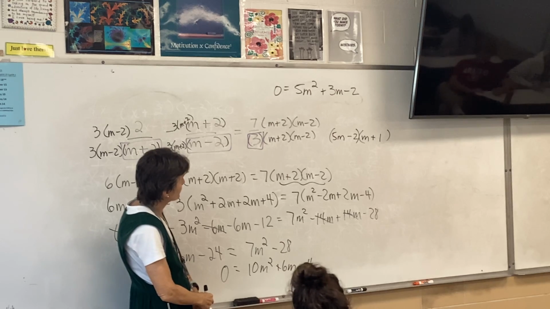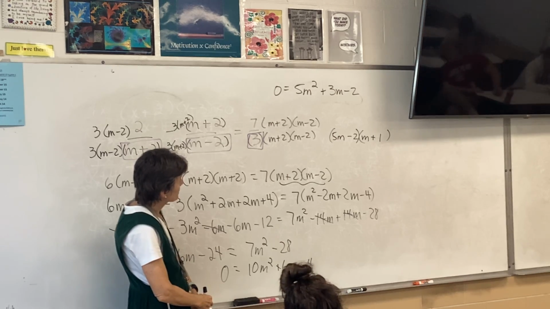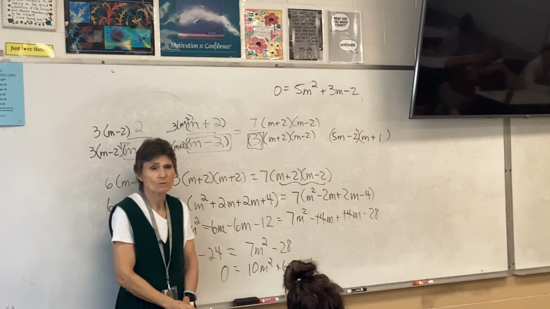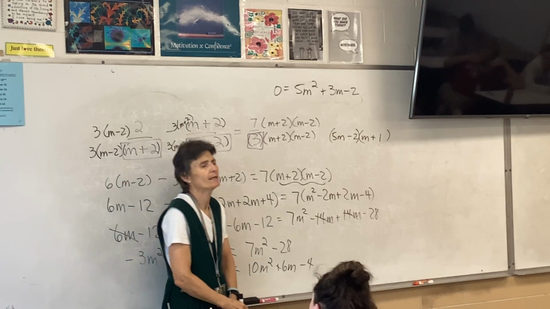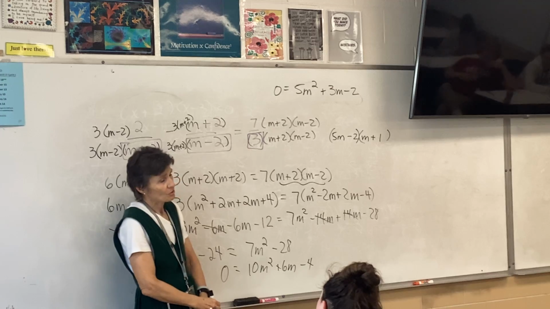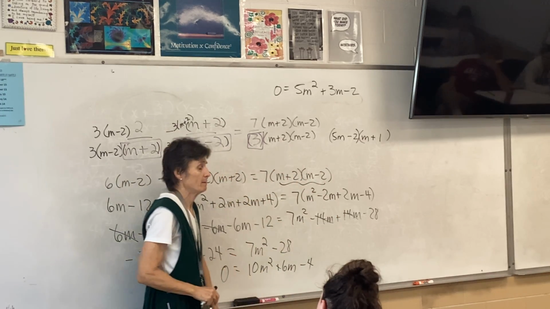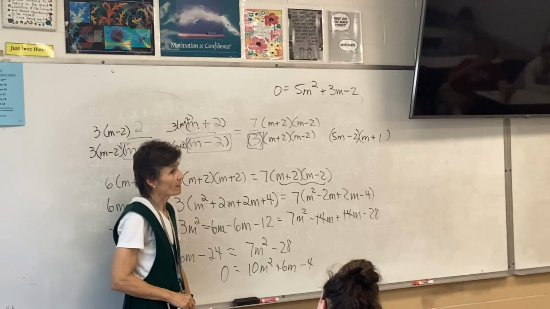Now, I totally get that I have a huge advantage. I'm 63, almost 64 years old. I've done this for how many eons? And I'm a math teacher, so I can factor that. What are you going to do if you can't factor it? You're going to use the quadratic formula.